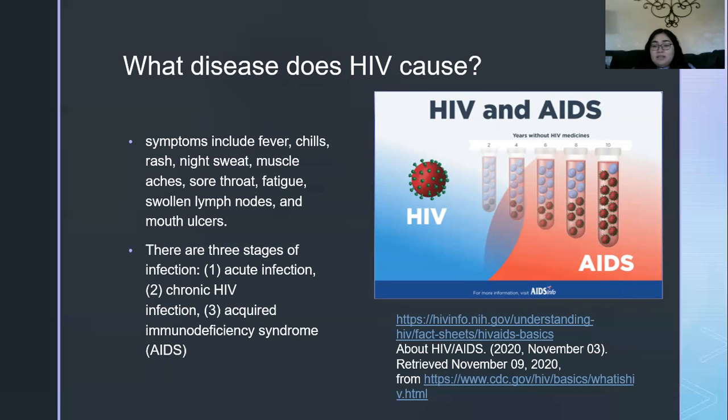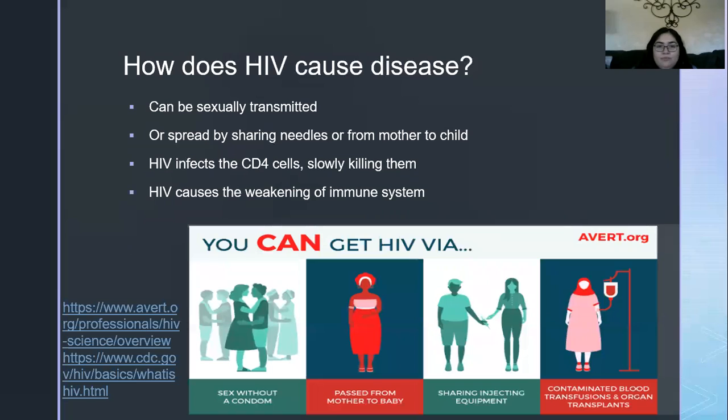So HIV infects the CD4 cells, which affects your immunity. After years of having HIV, of these cells continuing to replicate within your immune system, your immune system is going to be very weak. And so AIDS is what allows infections like pneumonia and tuberculosis to wreak havoc on the body. So how does HIV cause disease? We're going to talk about that.